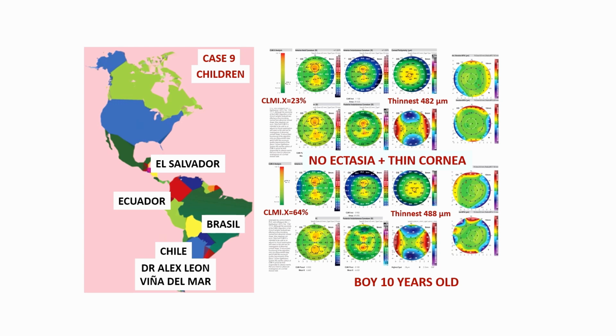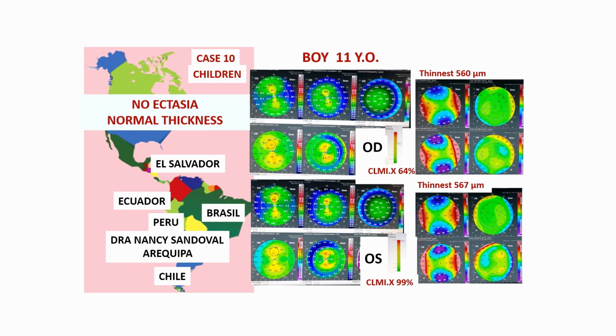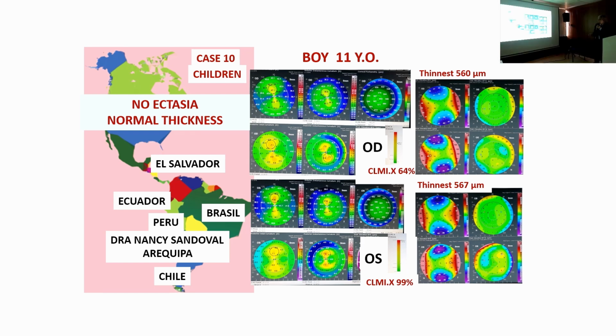This is a case from a child, but now with a thinner cornea, 480s, okay, from Chile, and this is from Peru with a thick cornea, but also, this is Dr. Nancy Sandoval in Arequipa, south of Peru, more than 2,500 meters of altitude, the city. And she began to have more and more cases like this, and at least 2 going to keratoconus. So we have to be careful with these cases.